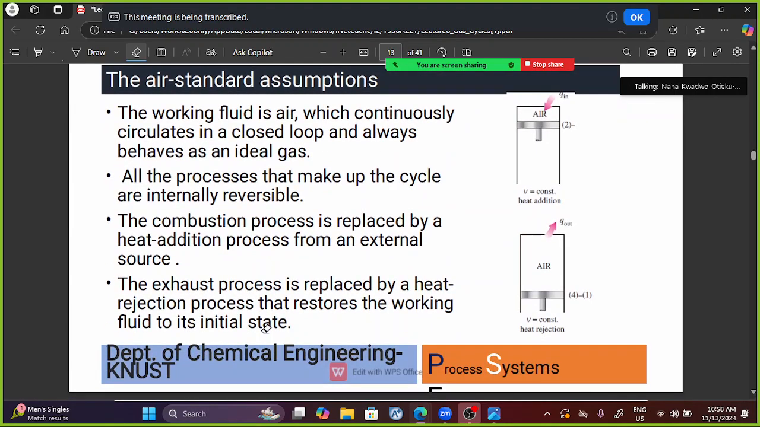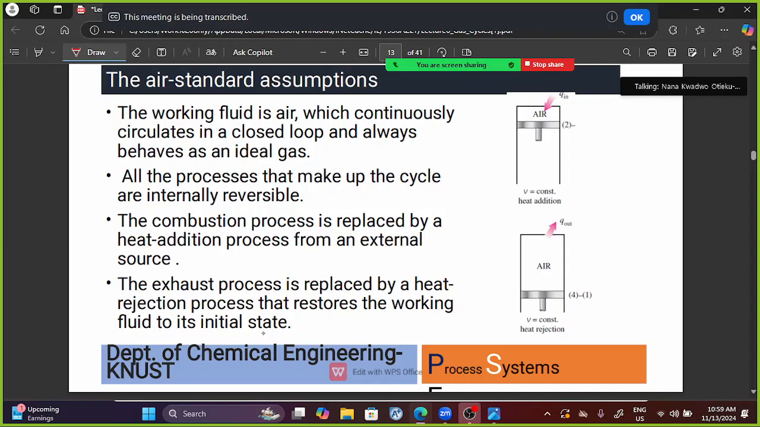So the air standard assumptions. We have what we call the air standard assumption. These assumptions are just saying that the working fluid that we are dealing with is air, and it continuously circulates in a closed loop and behaves as an ideal gas. That's the first assumption, right? And that all the processes that make up the cycle are internally reversible. So we spoke about internal reversibility when we're looking at entropy. That is, what is happening within the system can be reversed, right?